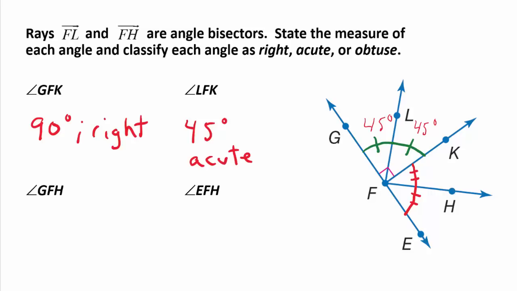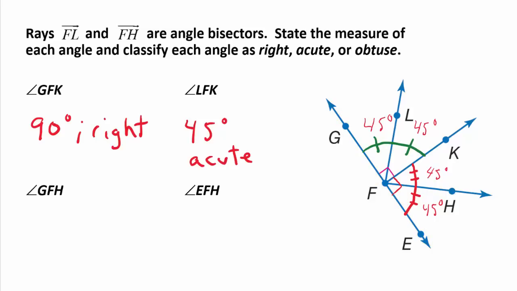Before we go on to the next one, we have to take notice that GFE is on one line. If you remember, the measure for a line is 180 degrees. So if this side is 90, that means this side will also be 90, because 90 plus 90 is 180 degrees. If these two are cut in half, that also means that this is 45 degrees and this is 45 degrees. Those two angles will each be 45 degrees.